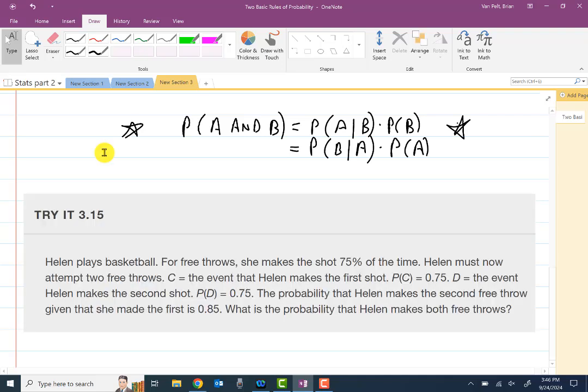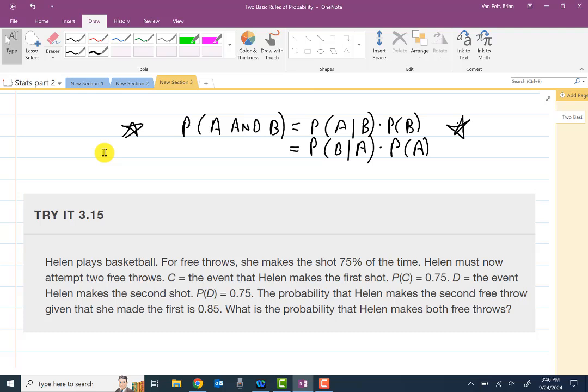All right, here's an example. It's here to illustrate what we're going to do. Helen plays basketball for 3 throws. She's a 75% shot. So no matter when she shoots, the chance that she's going to make the next shot is always 75%. I'll use 0.75. The event that Helen makes the second shot is still 0.75 because she has a 75% chance every time.